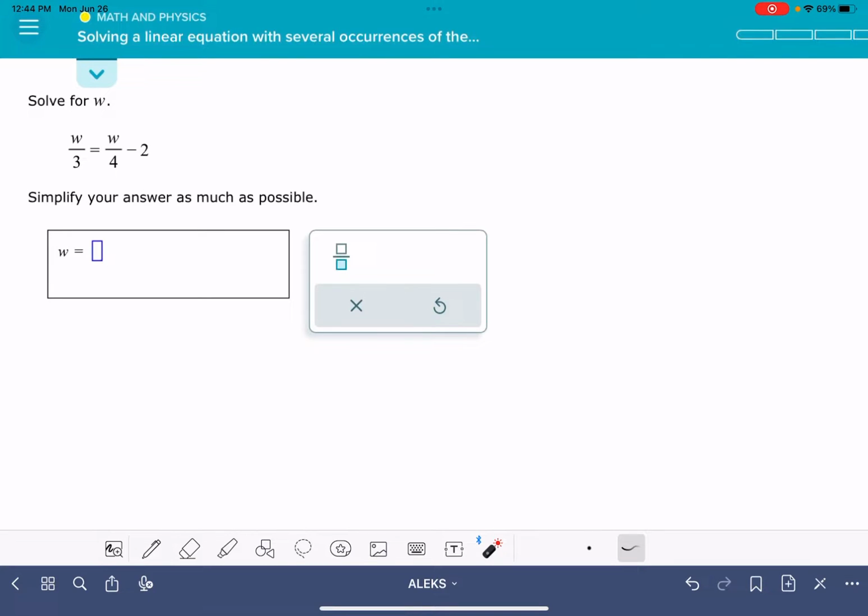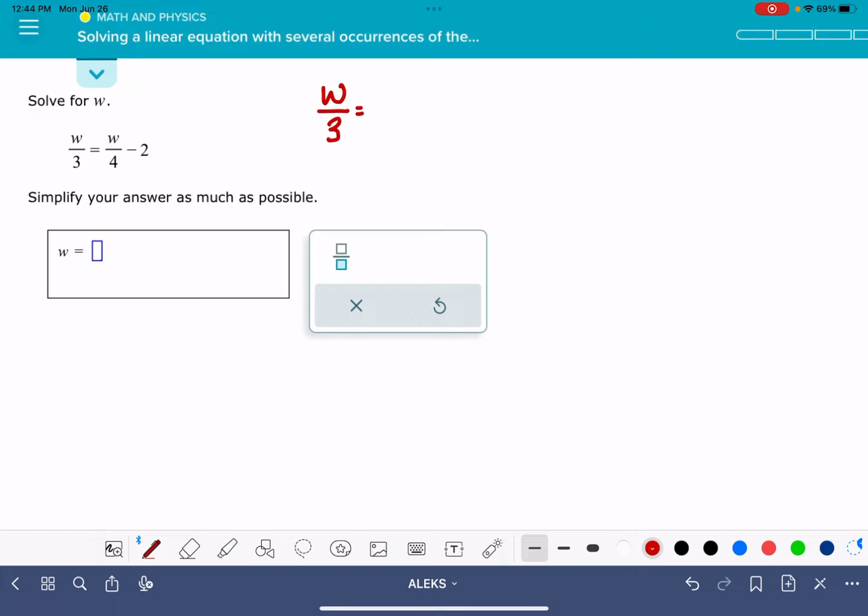In this video, we're going to work on the ALEKS problem called solving a linear equation with several occurrences of the variable, fractional forms with monomial numerators. So this is going to give us an equality that will have two fractions in it. There are going to be two occurrences of the same variable. I have variable w, and it's asking us to solve for w, simplifying our answer as much as possible. This one is going to be kind of tricky, especially if you don't love fractions.